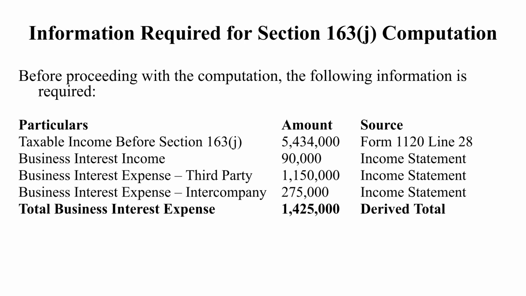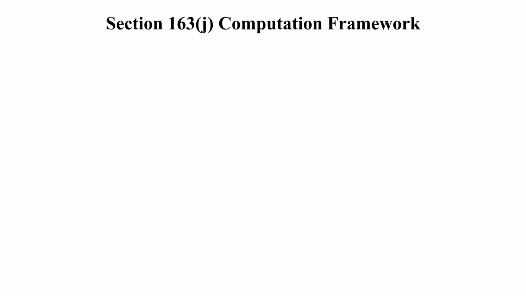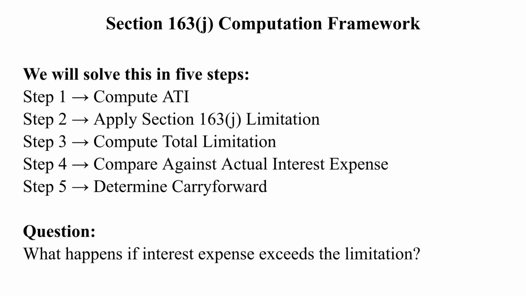Before performing any computation, we first gather the required information. We need taxable income, business interest income, and total business interest expense. These inputs will drive the entire limitation calculation. Let's simplify the process. We'll solve this in 5 steps.